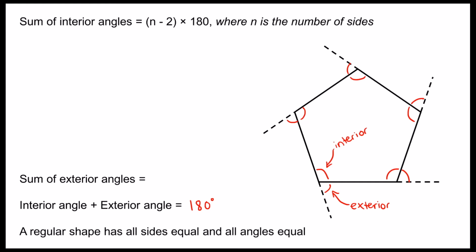We can also use this diagram to help us think about the sum of exterior angles. That's all of the angles on the outside of our shape added together. Here is a video demonstration to help us think about what this would give us.